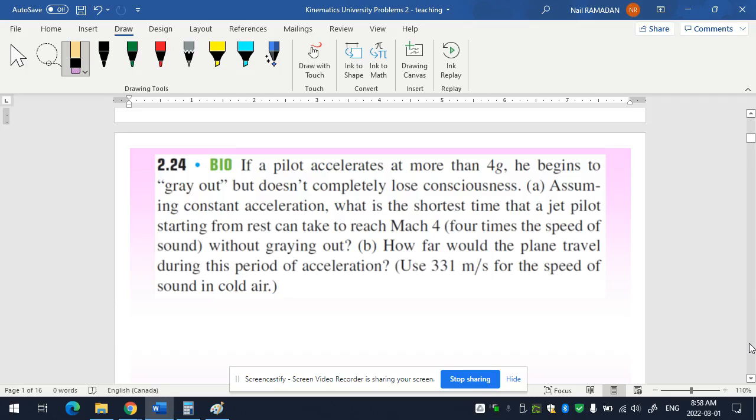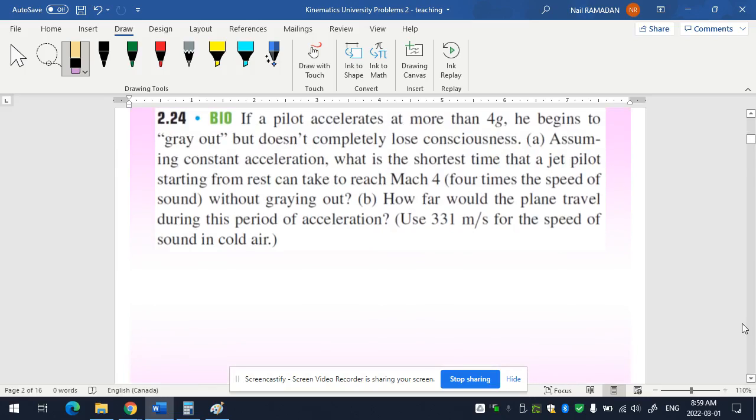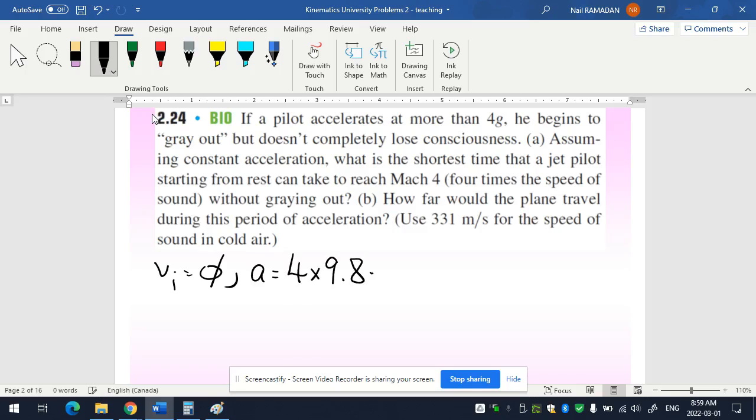Perfect. And G is 9.8. By the way, our book uses 9.8. Sometimes, depending on the formula sheet in university, they give you 9.8, they give you 9.81. It depends. So no need for a diagram. Let's actually start with the numbers. So VI equals rest, which means 0. Acceleration equals 4 times 9.8, which is 39.2 meters per second squared. No need for the unit. Everything is standard so far.